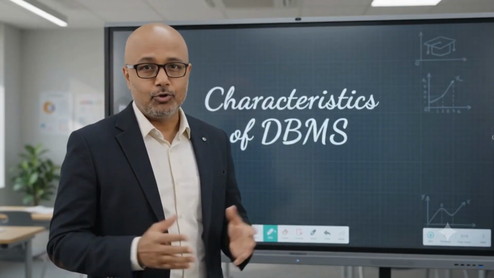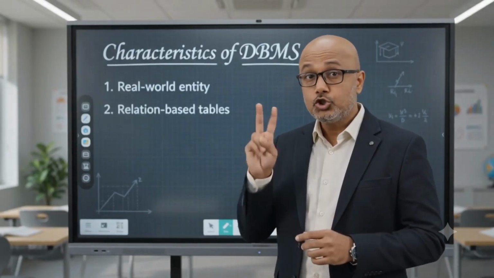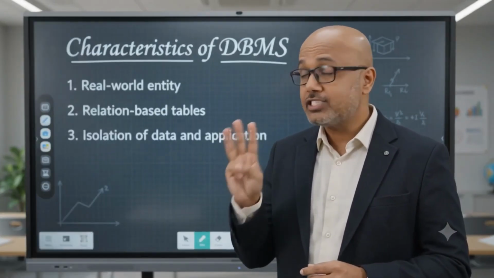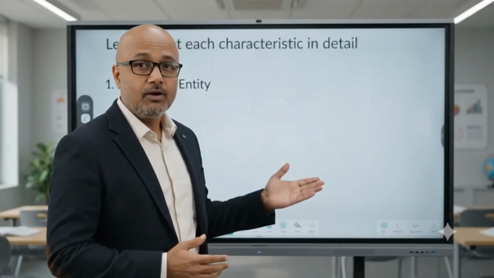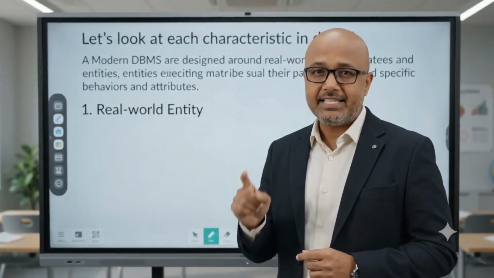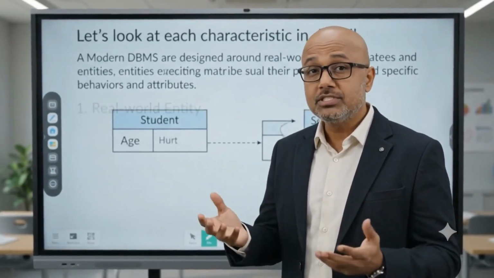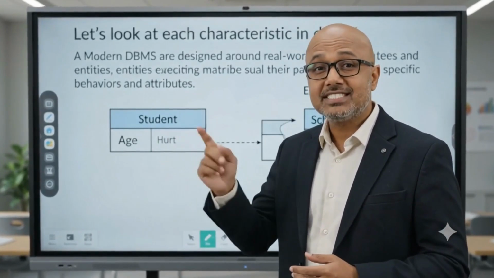What are the characteristics of DBMS? The main characteristics are as follows: 1. Real-world entity. 2. Relation-based tables. 3. Isolation of data. 4. Less redundancy. Now, let's look at each characteristic of DBMS in detail, one by one. 1. Real-world entity. In a school database, student is an entity and age is its attribute.